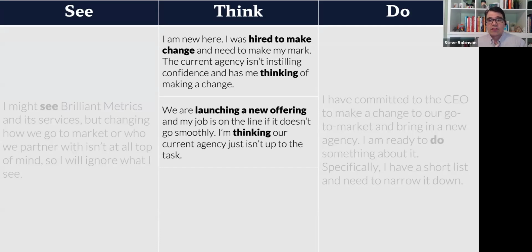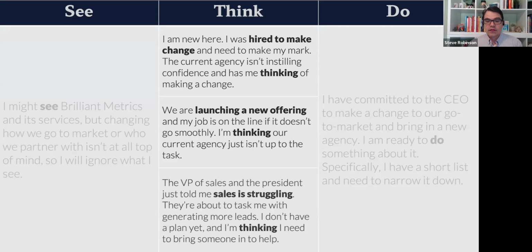A second example, I might be in think state because we're launching a new product offering, and my job is on the line if it doesn't go smoothly. So I'm thinking that the current agency or in-house team just isn't up to that task. This is another common trigger that brings us new clients. A third example, the VP of sales and the president just pulled me aside and said sales is struggling. I get the impression they're about to make that my problem because there's not enough leads. I don't have a plan yet, and I'm thinking I need to bring in someone for help. This is a common scenario.